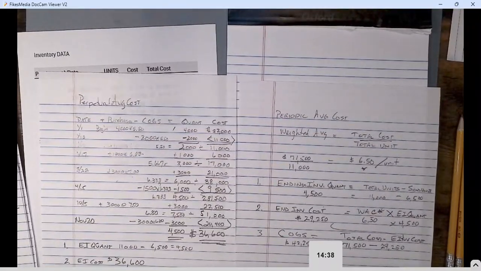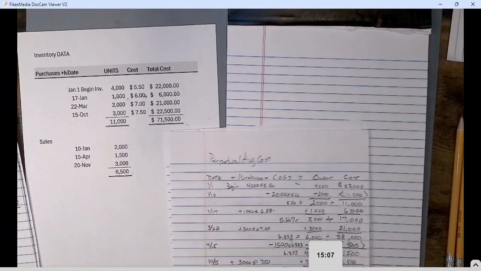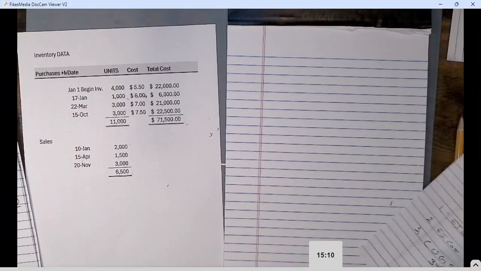Periodic versus perpetual. Same quantity. Ending inventory costs 29,250 on the periodic average cost, and on the perpetual, it's 36,600. Cost of goods sold under the average cost is 42,250, under perpetual 34,900. A bit of difference there.